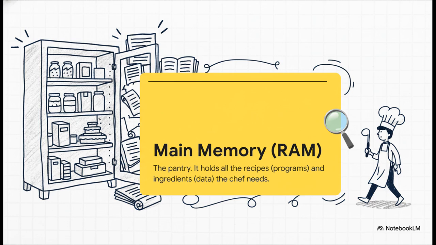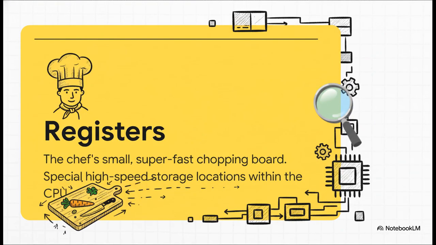Next, we've got the main memory, which you probably know as RAM. In our kitchen, this is the pantry. It's this huge storage area that holds all the recipes, those are our programs, and all the ingredients, which is our data. Our chef is constantly running back and forth to the pantry to grab what they need for the next step.